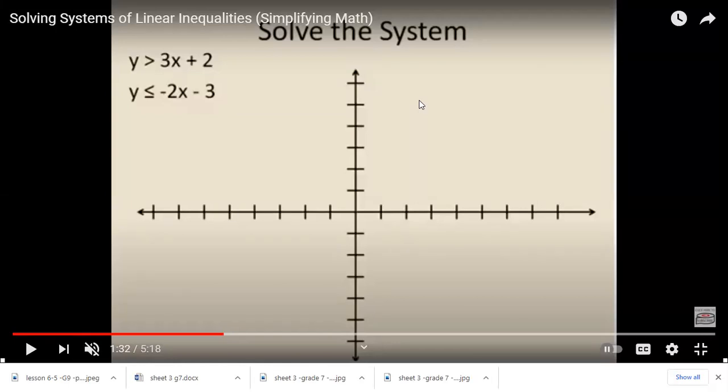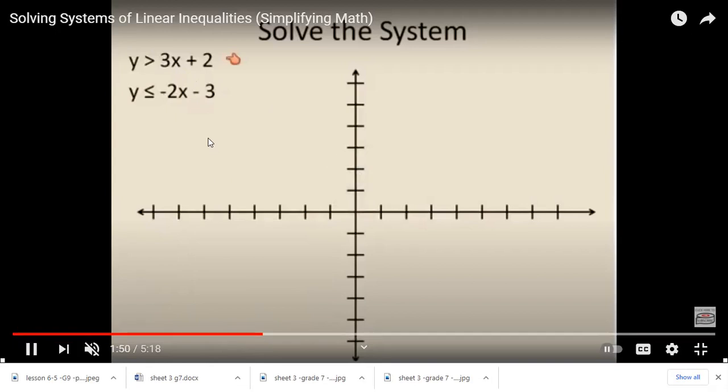Will it be a dashed line or a solid line? It will be dashed because it doesn't have an equal to. So it will be a dashed line. And where are we going to shade the region? Which region are we going to shade, above the line or under the line? Above the line, because y is more than 3x plus 2. Thank you, Adham. So this is how we are going to represent it.